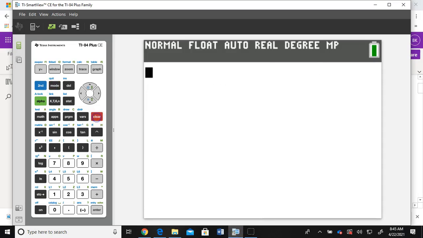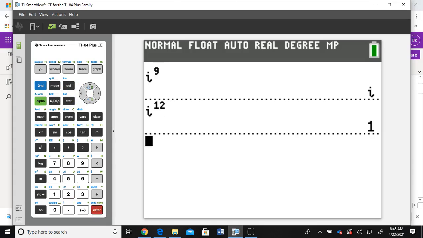You see the decimal point? See how the blue part has an i? So you just hit second and the decimal point and you get your i. And you can make it go to the 9th power and you get i. If you have i to the 12th power, put a decimal. There we go. i to the 12th is 1.